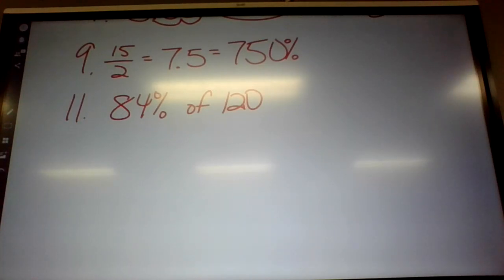We wrote 120, it's supposed to be 150. 150. Yeah, there it is.